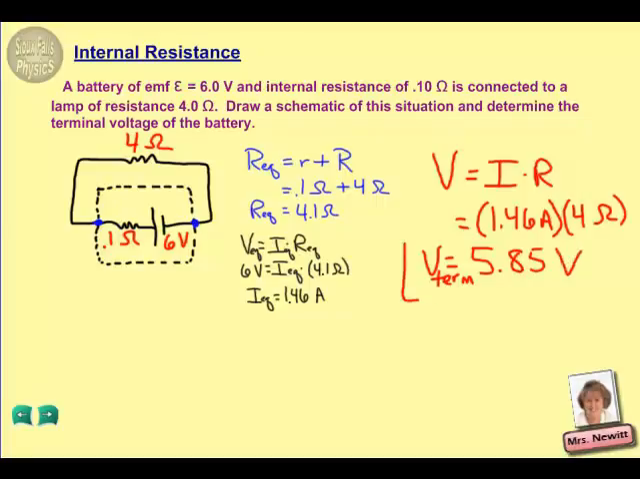5.85 volts. So again, although the battery itself supplies 6 volts here of EMF, if we were to actually measure the circuit to see the amount of voltage that is supplied to the external circuit, we would get a value of only 5.85 volts.